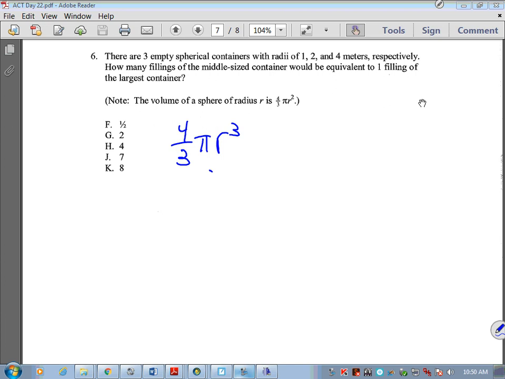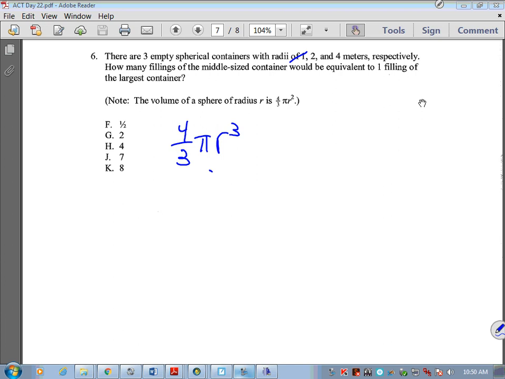There's one that's 1 radius. I've got my second radius, my 4 radius. I want to know, how many fillings in the middle-sized container would be equivalent to 1 filling of the largest container? So I'm actually not even concerned with that one at all, right? I'm not concerned with the smallest one.